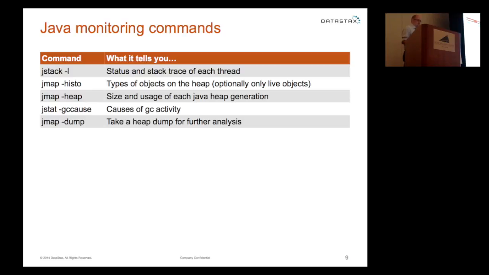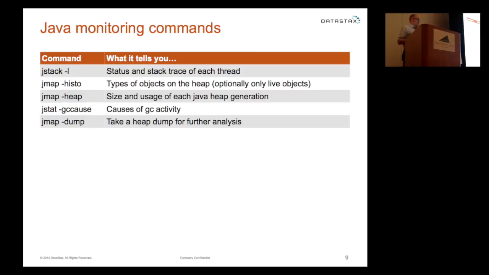First, jstack, which gives you status and stack trace of each thread in a Java process. You've got jmap -histo, which will give you a histogram of all the objects that you have on your heap. jmap -heap, which will show you the size and usage of each Java heap generation. jstat -gc -cause, I really like this one. It shows you the percentage of each heap generation, how much is utilized, and it tells you the cause of each garbage collection. And so it's kind of like garbage collection logging, but without having to enable it and restart your process.